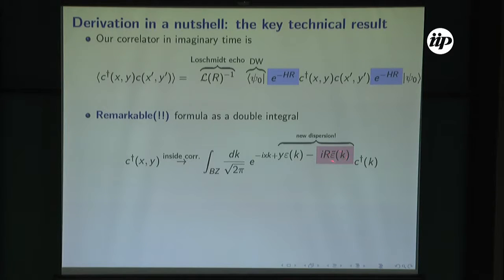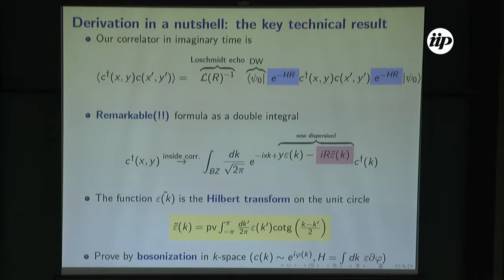And with a function epsilon tilde of k, which is the Hilbert transform of the dispersion. So essentially, the point is that the fact that you have the same sign here shows up in the presence of the Hilbert transform of the dispersion when you try to write a Fourier transform representation for the C dagger x y. So that's the only difference essentially between the real time problem and this imaginary time problem. So epsilon tilde k is the Hilbert transform of the dispersion relation.